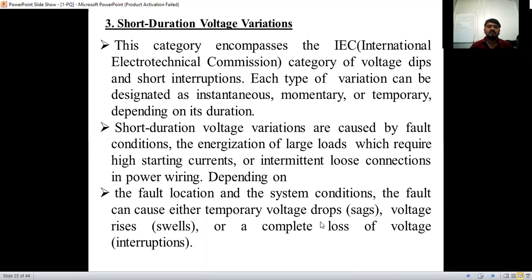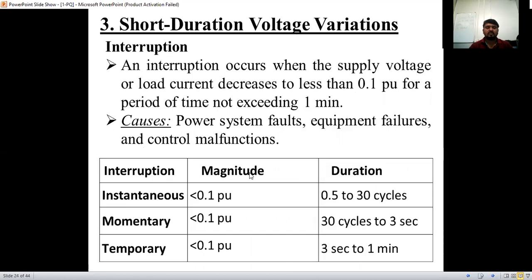If voltage rises, for example instead of 1.1 per unit it is increased, then that we are going to call voltage swell. And if the voltage is completely zero, that is called voltage interruption, or loss of voltage. These three definitions we are going to discuss in today's class. So first we will consider the interruptions only.